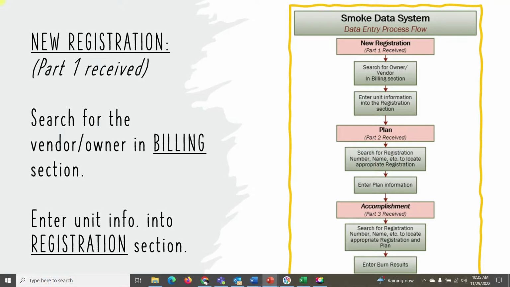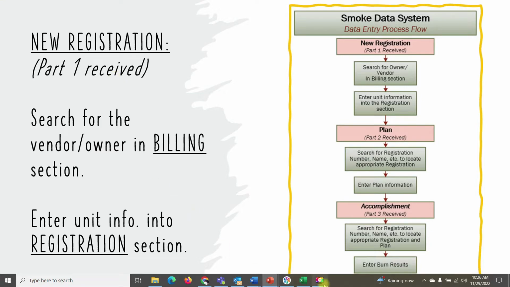So the first thing you want to do, after you get your new registration or your Part 1 received, is start the data entry process flow, which you can see here on the right. And you might be asking, well, what is a Part 1 received? Well, let's take a look at that.